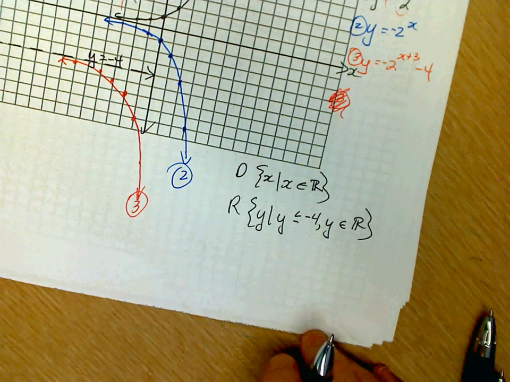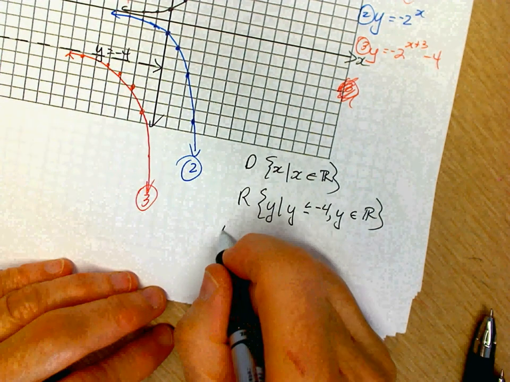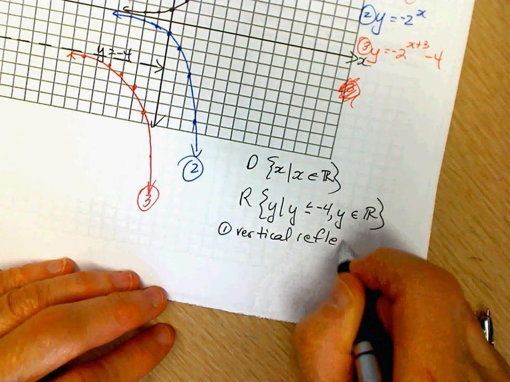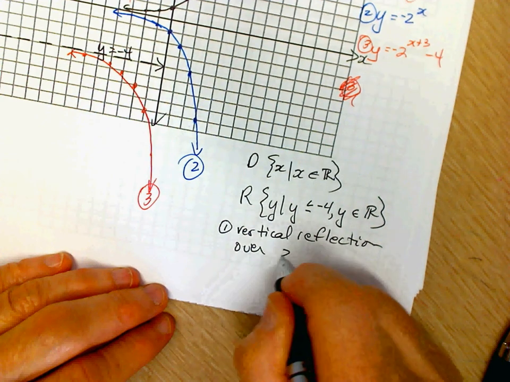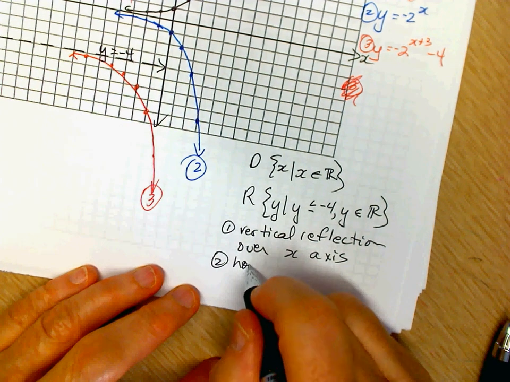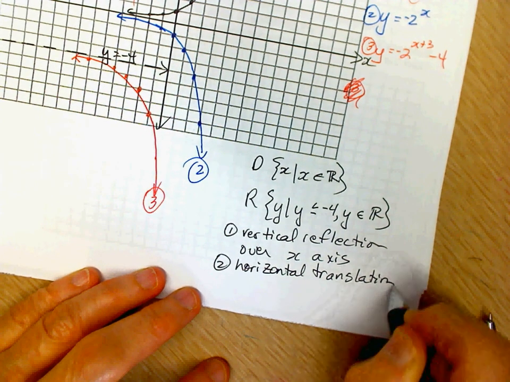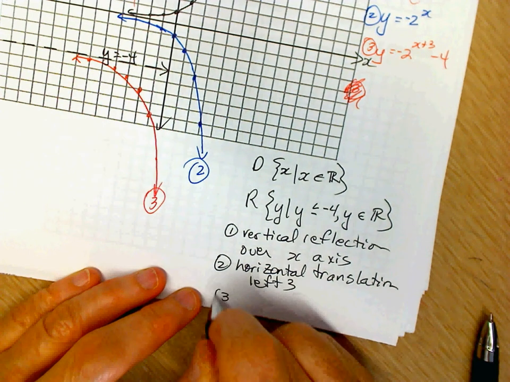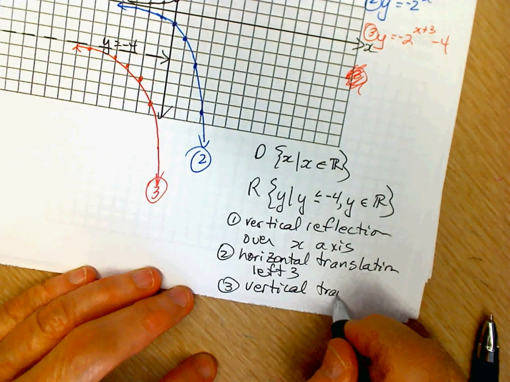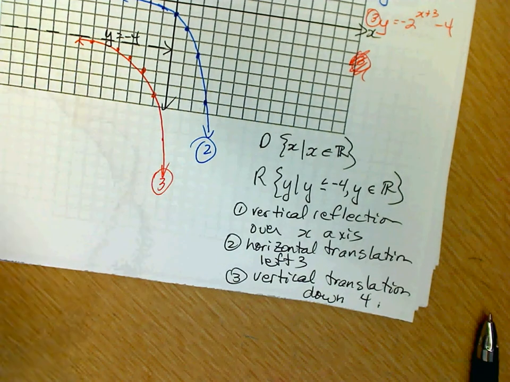And just like in the last unit, they ask us to describe the transformations. So number 1, vertical reflection over the x-axis. 2, horizontal translation, left 3. 3, vertical translation, down 4. Just like the last unit. It's basically a review of the last unit.